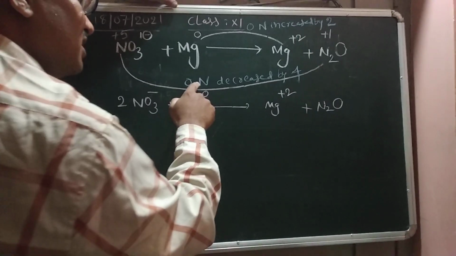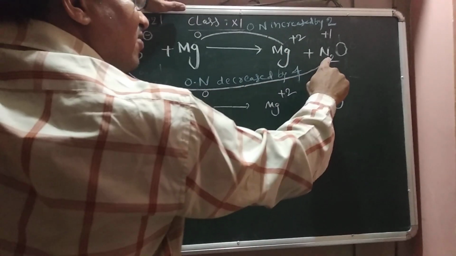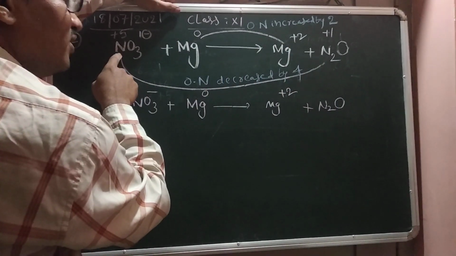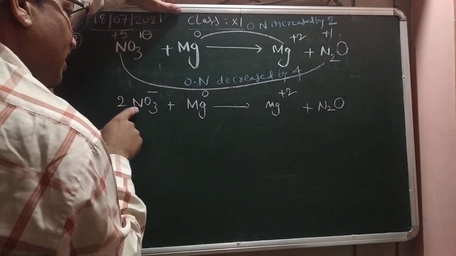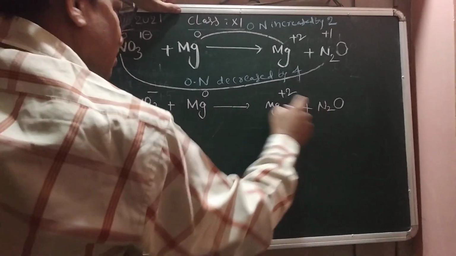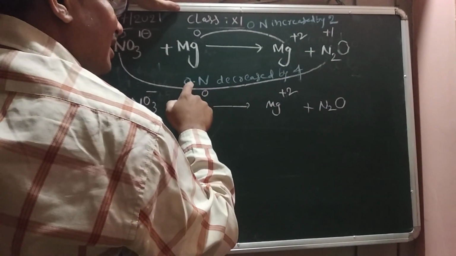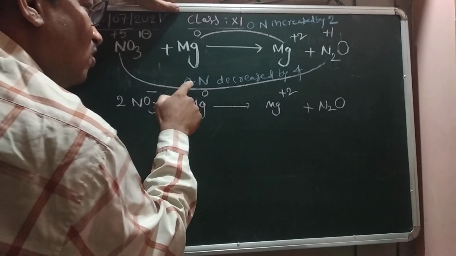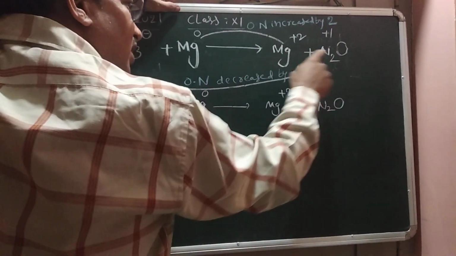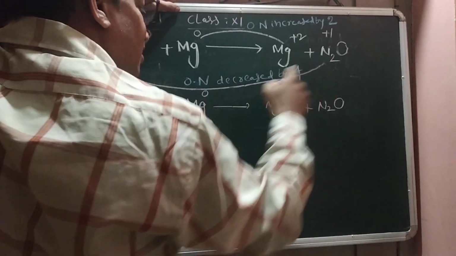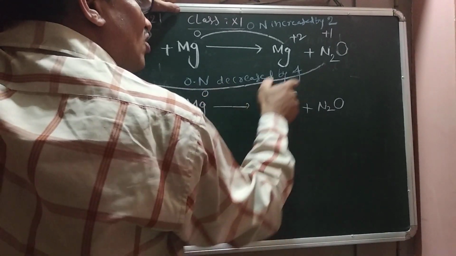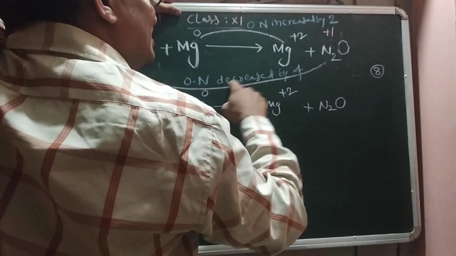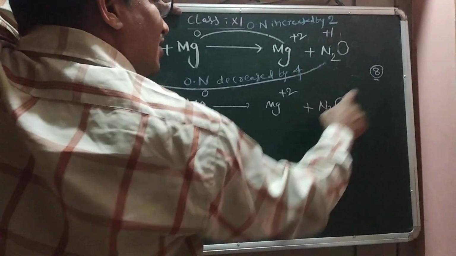You see, oxidation number is decreased by 4 for one nitrogen atom. This is for one nitrogen atom. I wanted to make the nitrogen atoms balanced. So 2 NO3 minus I wrote, so that 2 nitrogen, 2 nitrogen. So the decrease in oxidation number is 4 per nitrogen atom. Total 2 nitrogens, no? So 2 into 4, 8. Total oxidation number decreased is 8. Just remember this. Total decrease in oxidation number is 8 for both 2 nitrogen atoms.